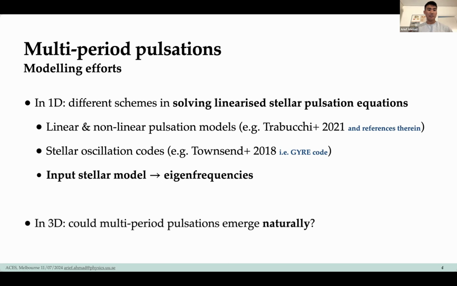So the question now becomes, in 3D, could we actually reproduce these multi-period pulsations, and could they emerge naturally in our simulations?